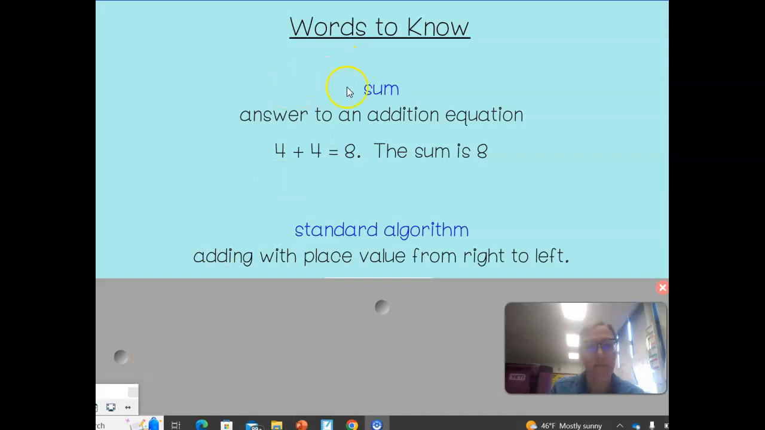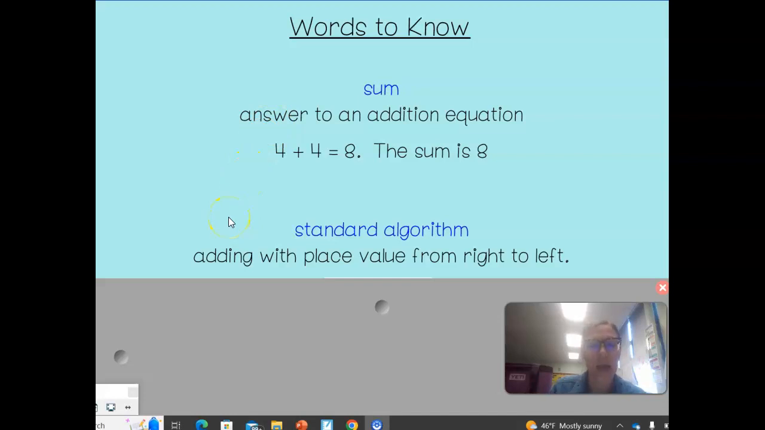So here's our vocabulary. The first one is the word sum. Sum is just the answer to an addition equation. So 4 plus 4 equals 8. The sum of adding 4 and 4 gets you 8. 8 is the answer to the addition equation. It's the sum.